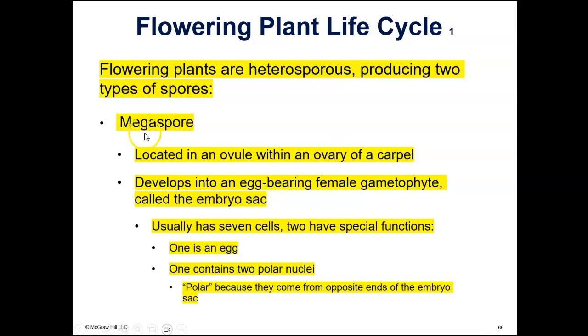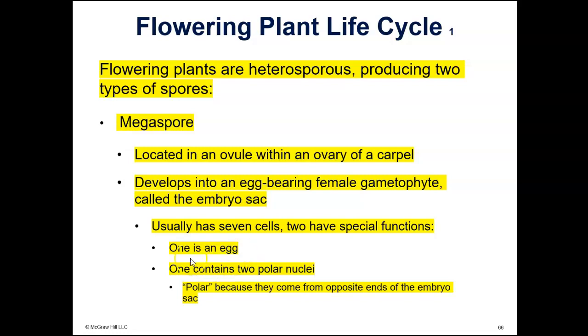The megaspore develops into the female gametophyte, and this is important. You need to know that the female gametophyte of a flowering plant is the embryo sac. There are normally 7 cells within the embryo sac.